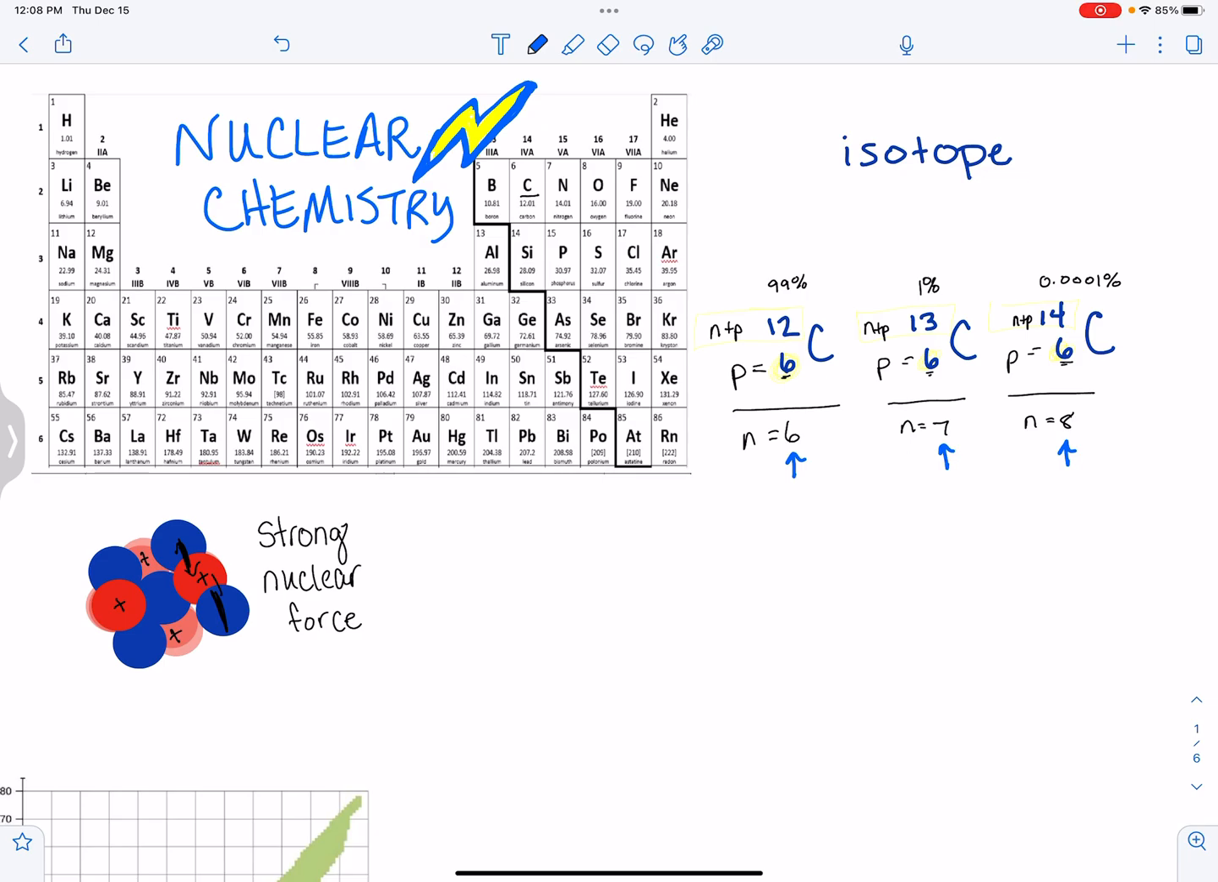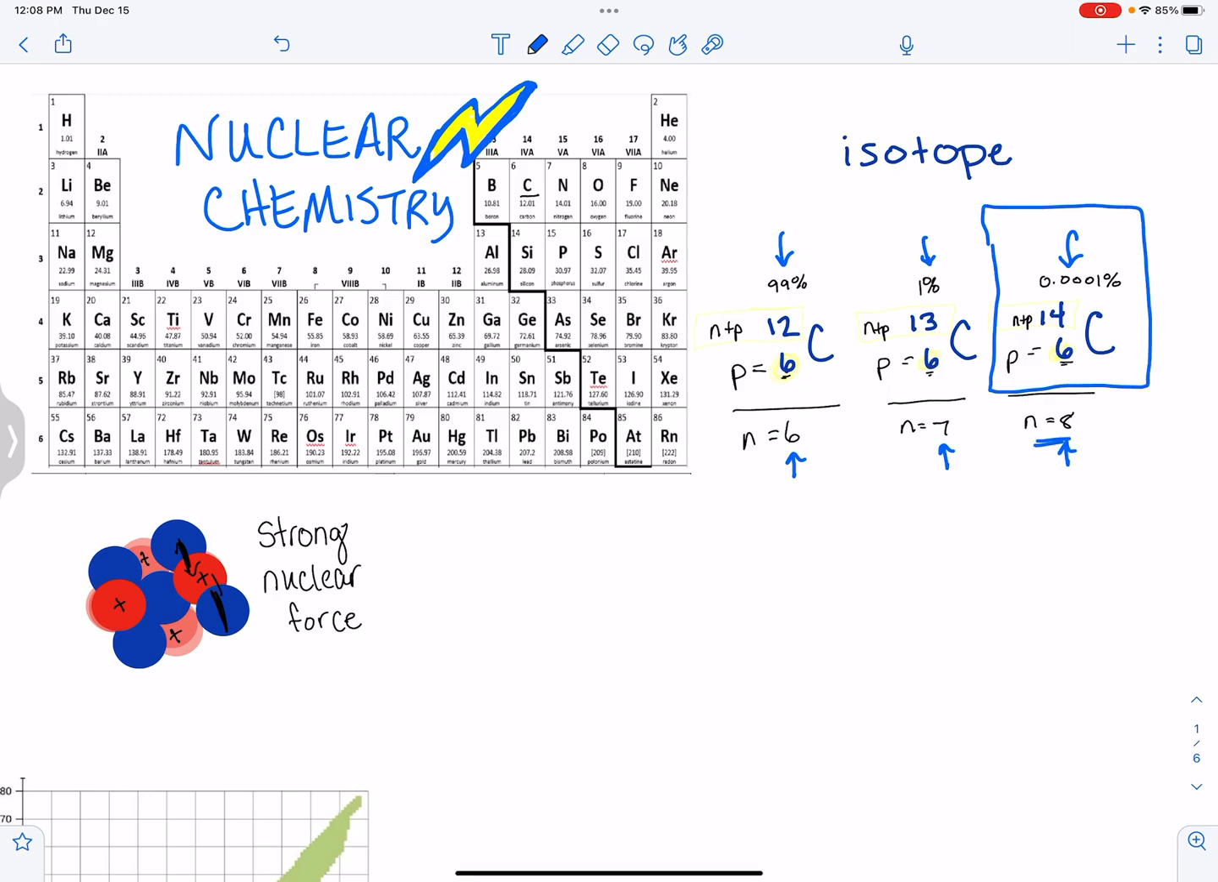For carbon, this is an interesting example because carbon-12, 99% of it is that carbon. But then 1% of it is actually carbon-13, and then 0.0001% of it is carbon-14. And all of these different forms of carbon are actually useful, and it's really good that we have all those different percentages. So of the 3 types of isotopes, there's only one that's radioactive, and it's this one right here. So this is our radioactive carbon. The other carbons aren't radioactive at all.